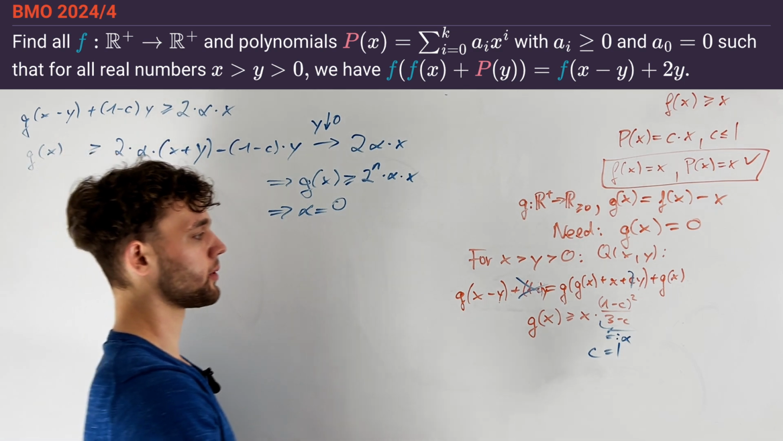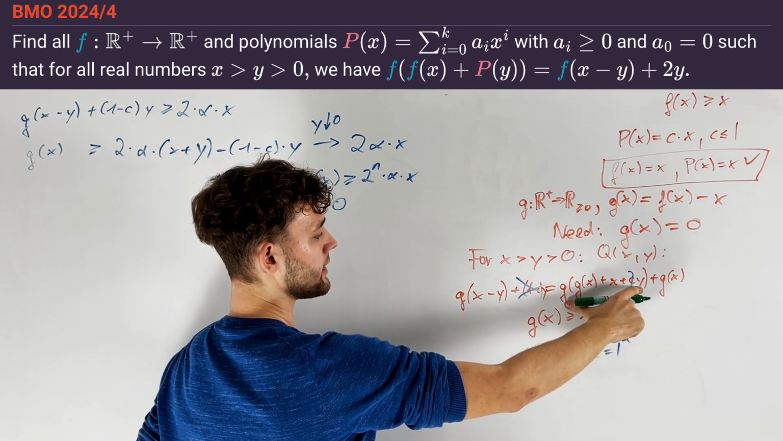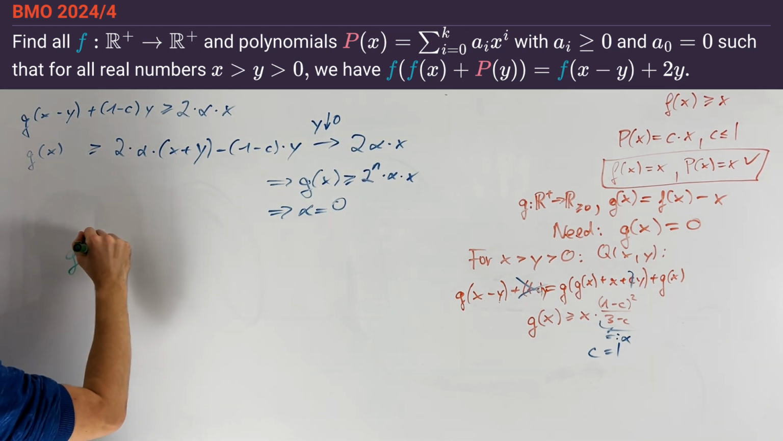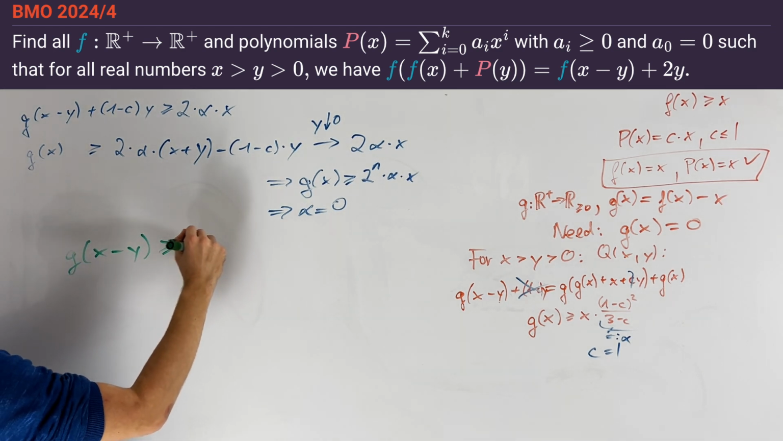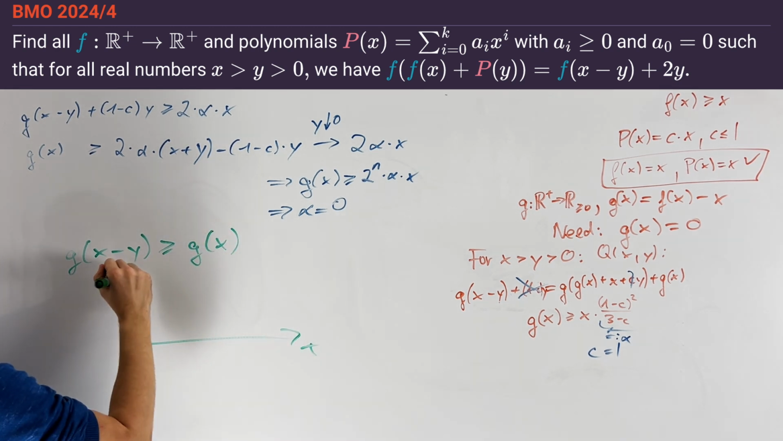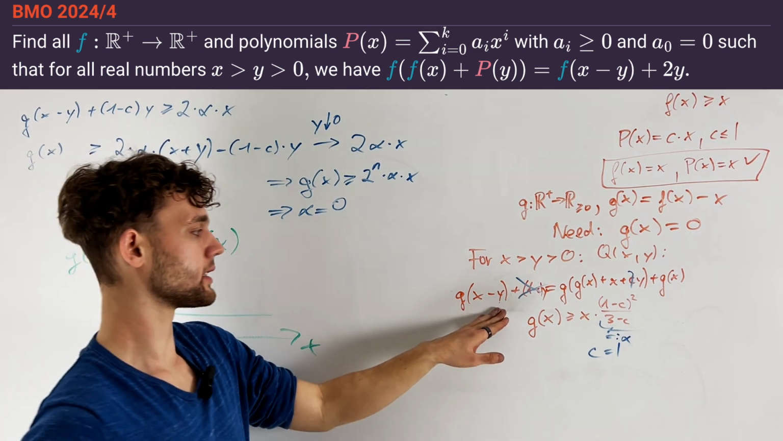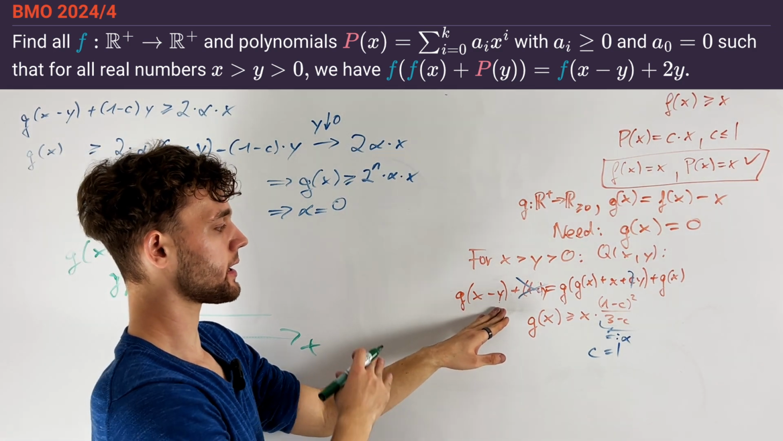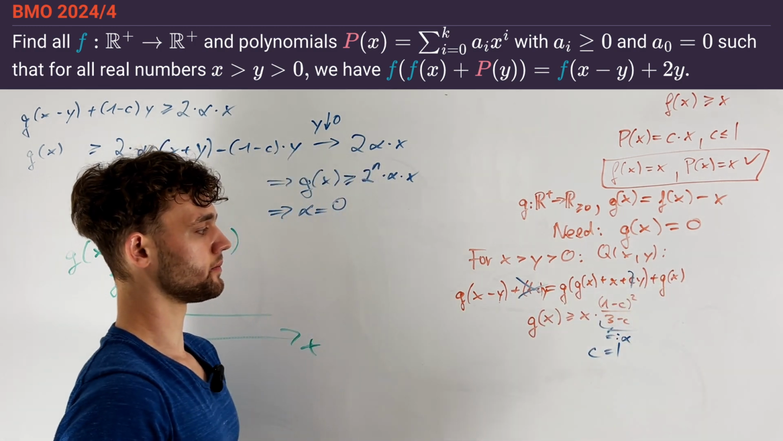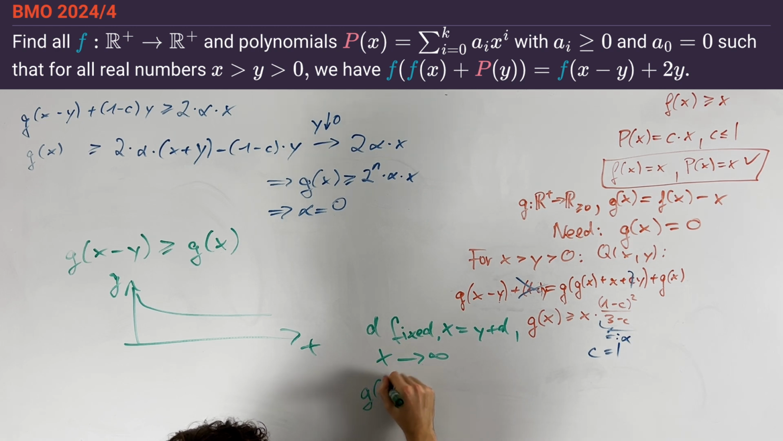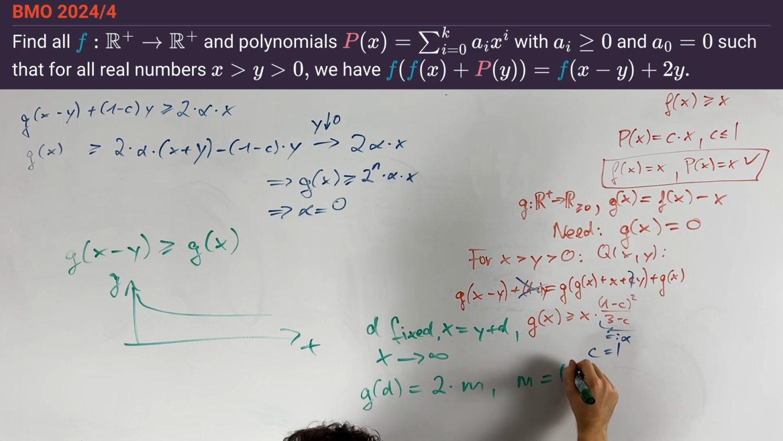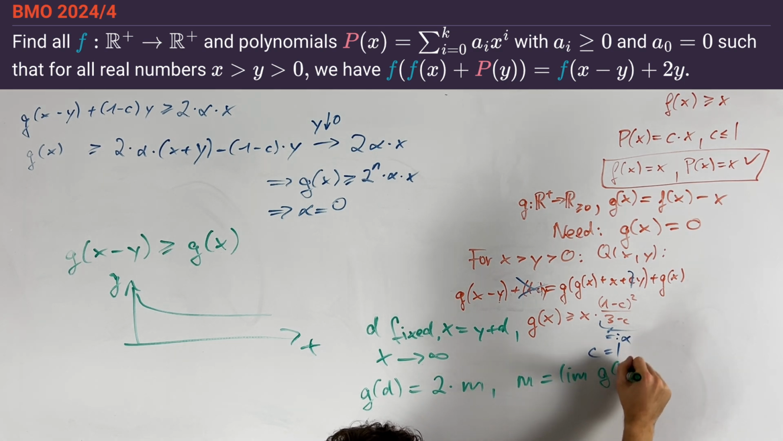Unfortunately, I erased that inequality, but recall that by bounding this term by 0 from below, we obtain now, since c equals 1, that g(x - y) is greater than or equal to g(x). And therefore, the function g is monotonically decreasing. Now, if x - y equal d is fixed and we let x and y go to infinity, then both arguments on the right also go to infinity. Therefore, g(d) is equal to 2m, where m is defined as the limit of g(x) where x goes to infinity.